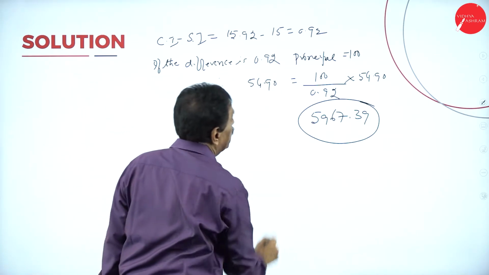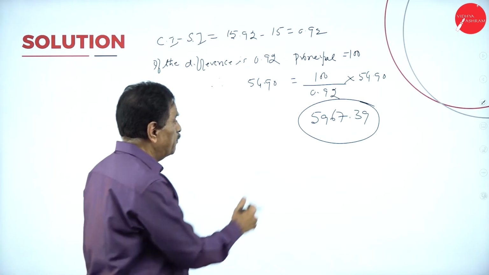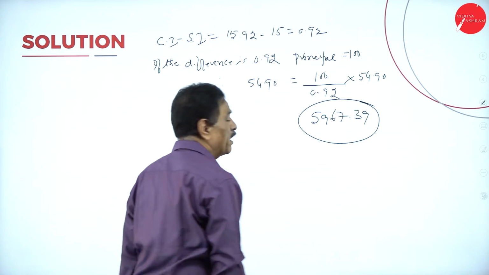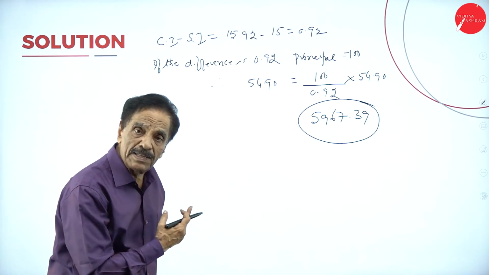If the difference is 0.92, the principal is equal to 100. For 54.90, it is 5,967.39. This is the way we have to do it. Hope you understand this.